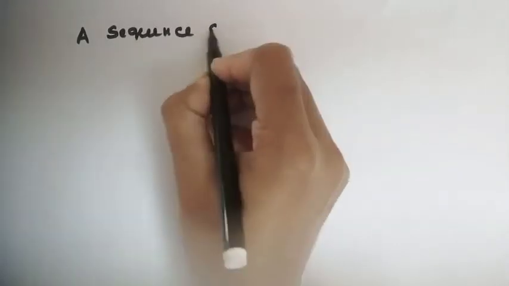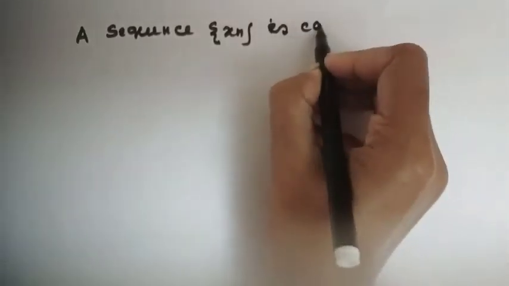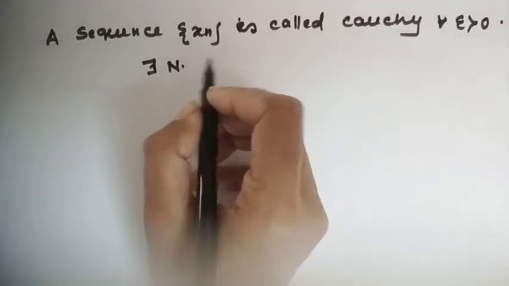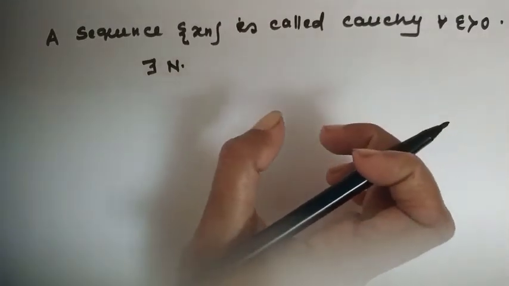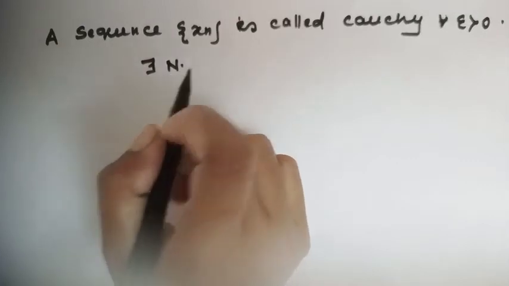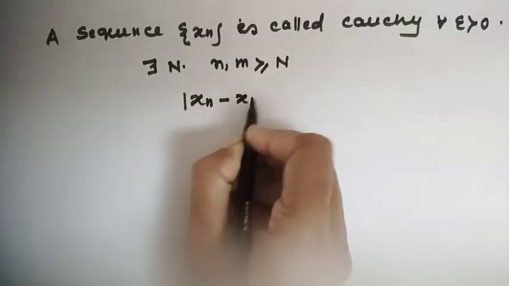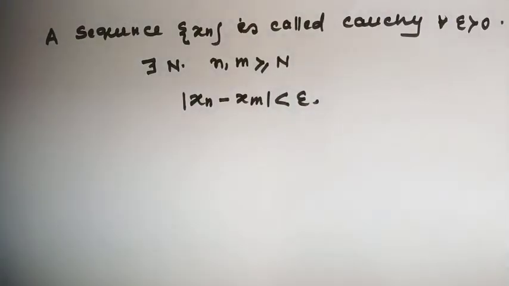Let's see the definition of Cauchy sequence. A sequence x_n is called a Cauchy sequence if, no matter how small the error, for all epsilon greater than 0, there exists a stage such that after this stage all the elements are very close to each other. If there are two elements after this stage, then the difference between the two elements will always be less than epsilon. Are you getting my point?